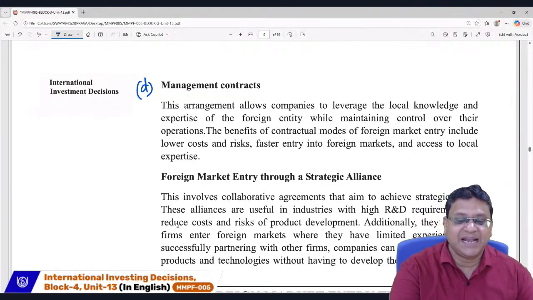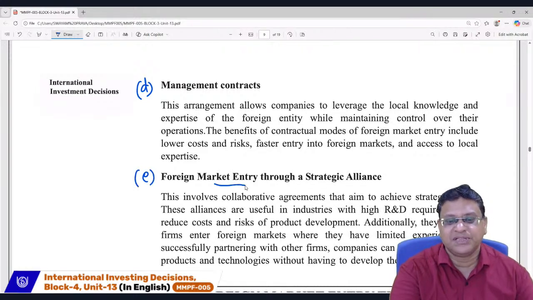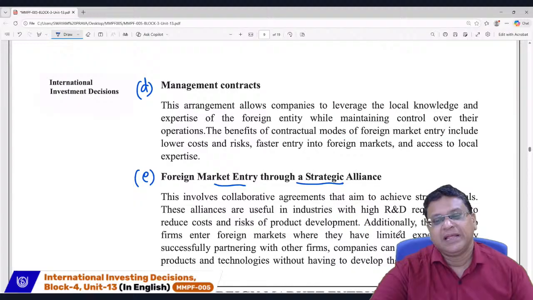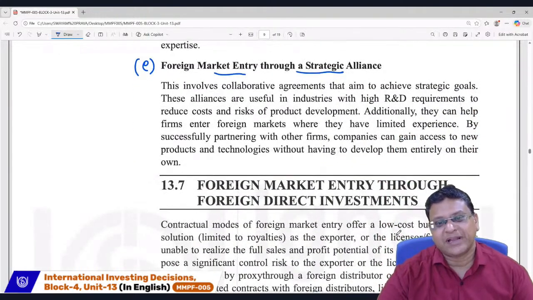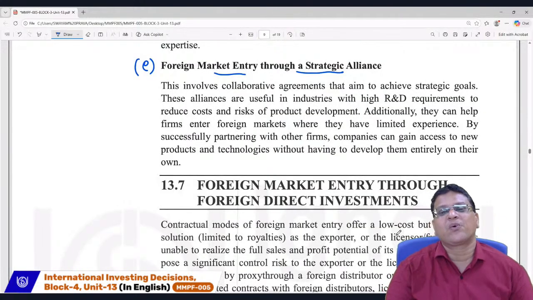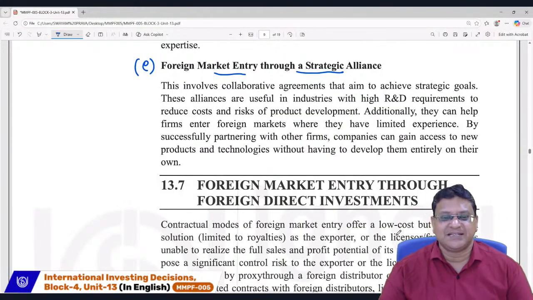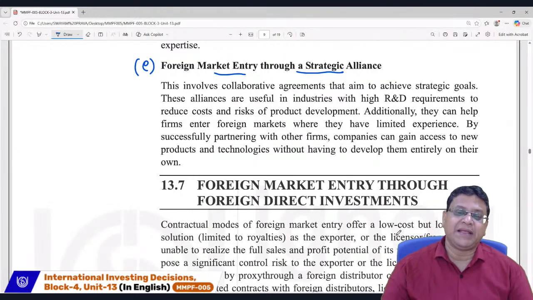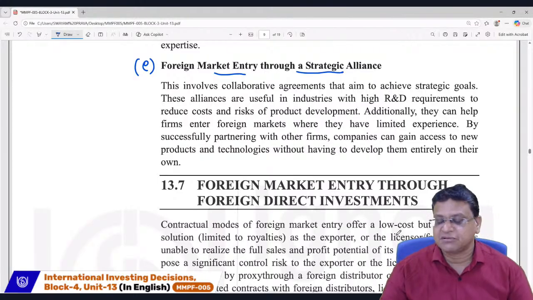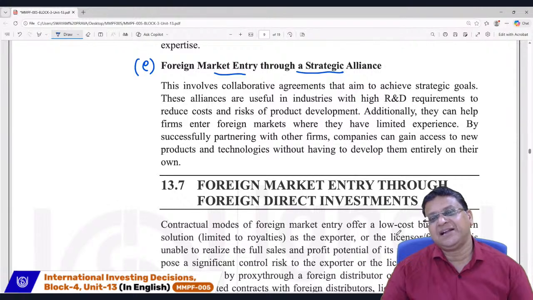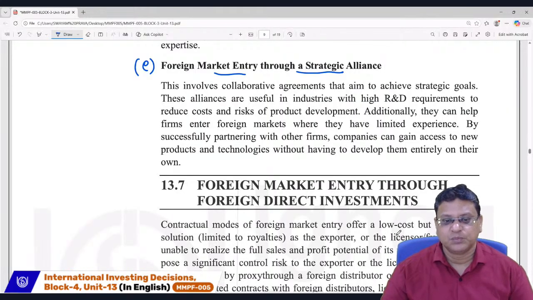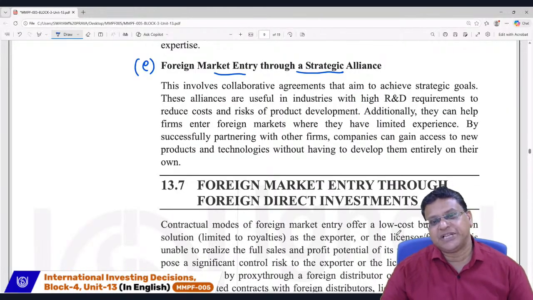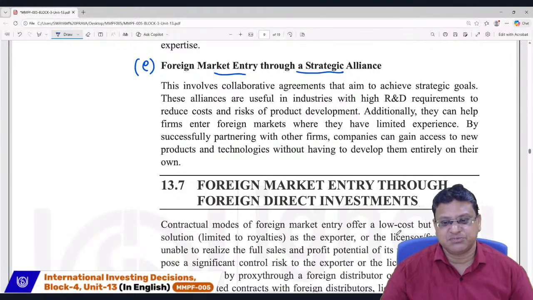Next, strategic alliance. What is strategic alliance mode? Under this case, the foreign partner enters into a country with the collaboration of a local partner, that is known as strategic alliance. Like in India, there is an alliance between Hero and Honda. Many times, Hero and Honda was a joint venture. Okay, ICICI and Pru, it's a strategic alliance. ICICI Lombard, joint venture model, strategic alliance model.